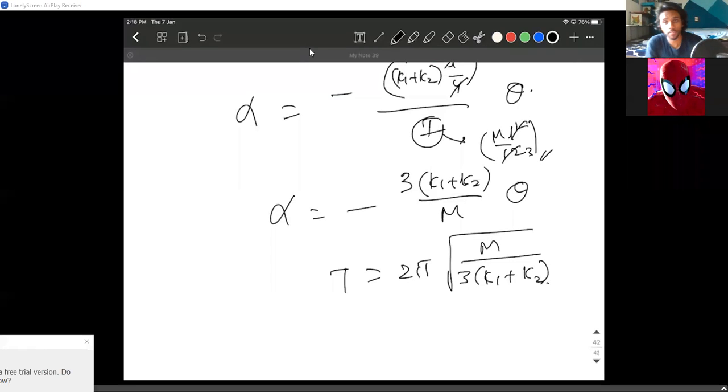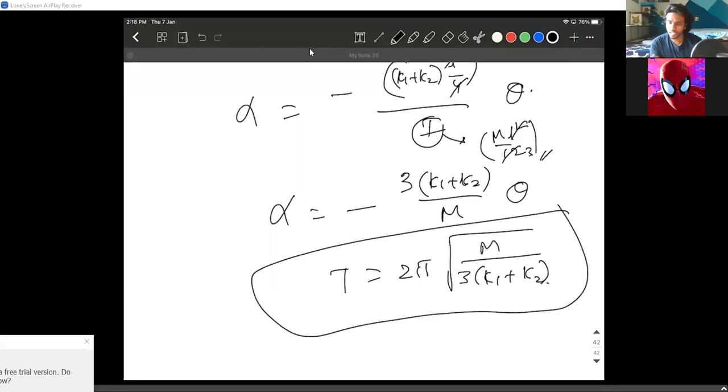Raghav, if you have time, open the textbook and check that question if you're right or not. Or if I did a calculation mistake, please let me know at any place. But I think this is the time period for the rod. Okay. So that's simple. It's quite easy to calculate the time period like this.